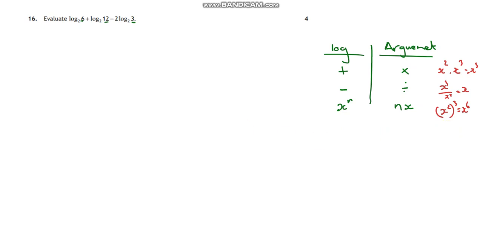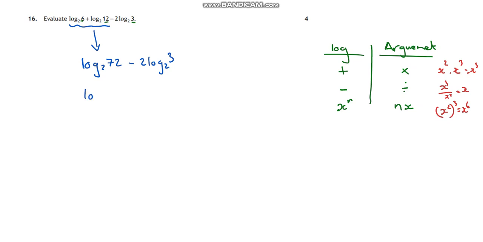Okay. So let's have a look. What can we do? Let's see an add. So I'm going to multiply my argument. So log 2 of 6 times 12, so that's 72. Okay, and then take away 2 log 2 of 3. Okay, so that's me done my first one. So I've put that together.